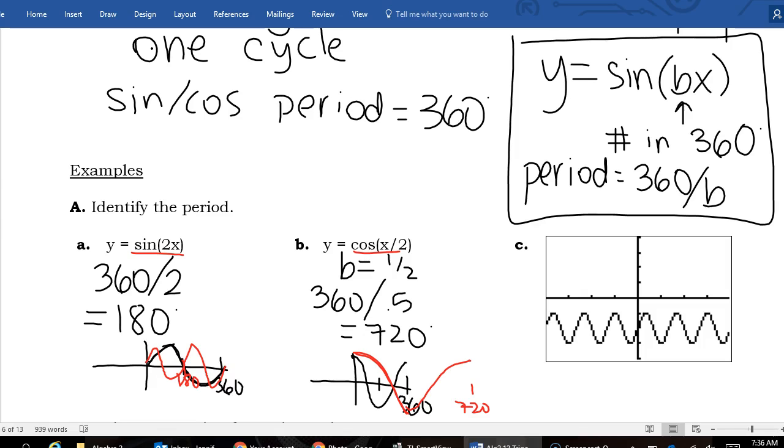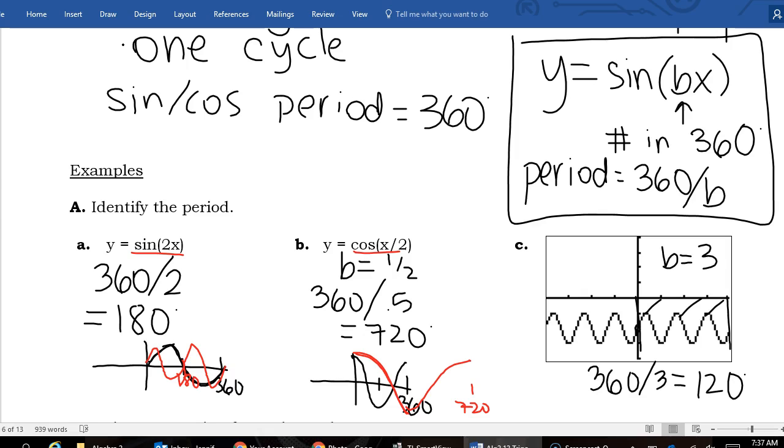And the last one's giving me a graph, but I can still identify the period. The easiest way, I think, is to look in 360 degrees. How many bumps do you see? 1, 2, 3. That's going to tell me that the b in my equation is 3. So I can do 360 over 3 to get 120 degrees for each of those cycles.